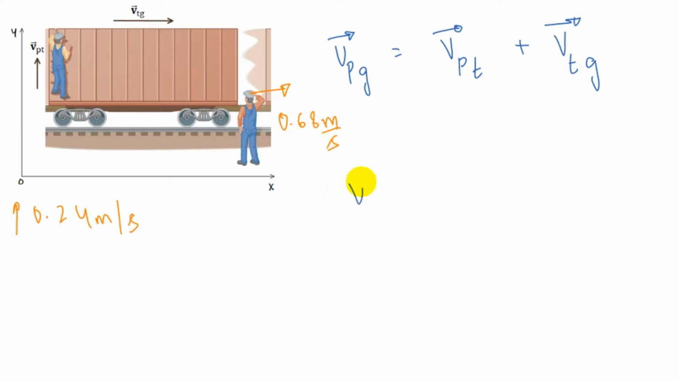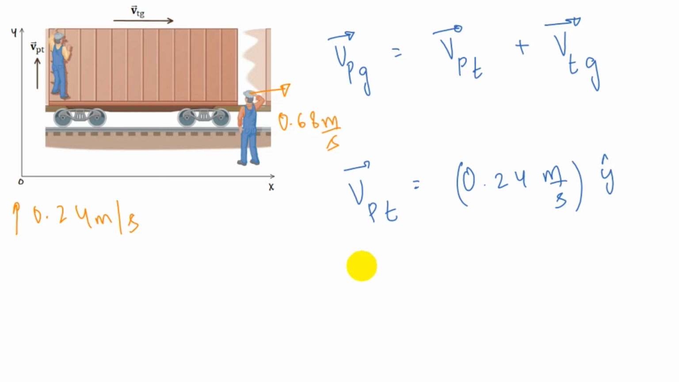So the velocity of the person with respect to the train, this would be equal to, this is in the vertical direction, and the magnitude we have is 0.24. So this is 0.24 meter per second y cap. I've just multiplied it with the unit vector to convert this speed into a vector.